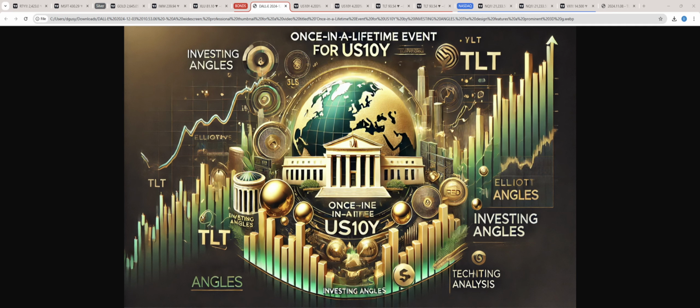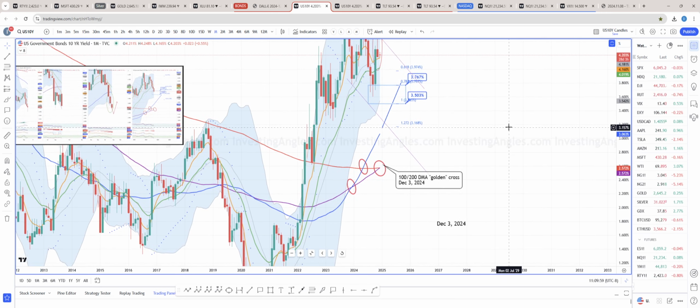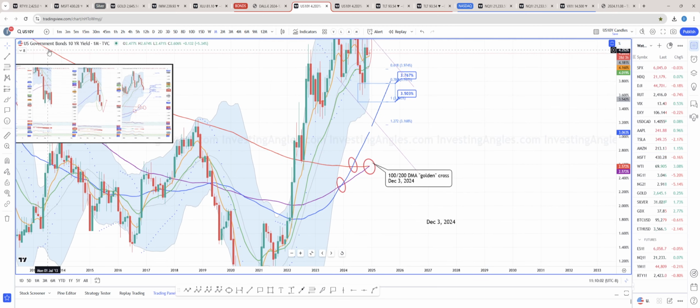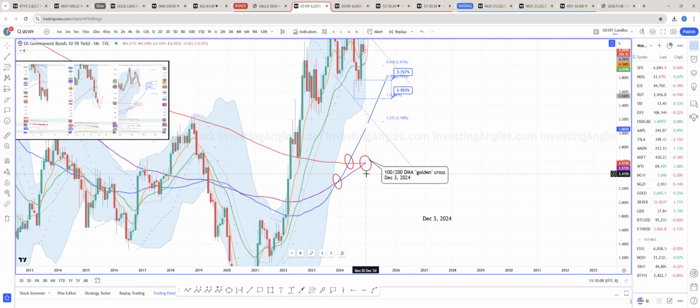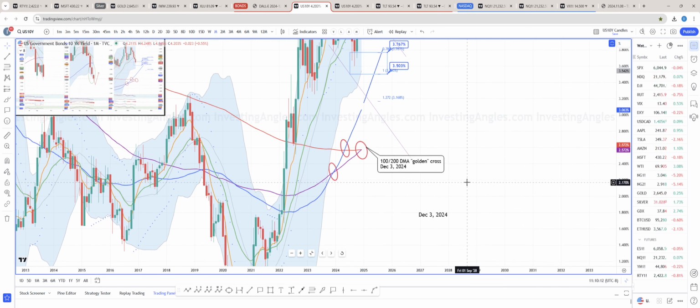All right, let's jump in with a closer look at yield. So this is the monthly frame. This is the monthly frame for US government bonds and their 10-year yield. So what is happening right now, and this is as we speak, is a once-in-a-lifetime event. You can show it to your children, grandchildren, and whoever you want.